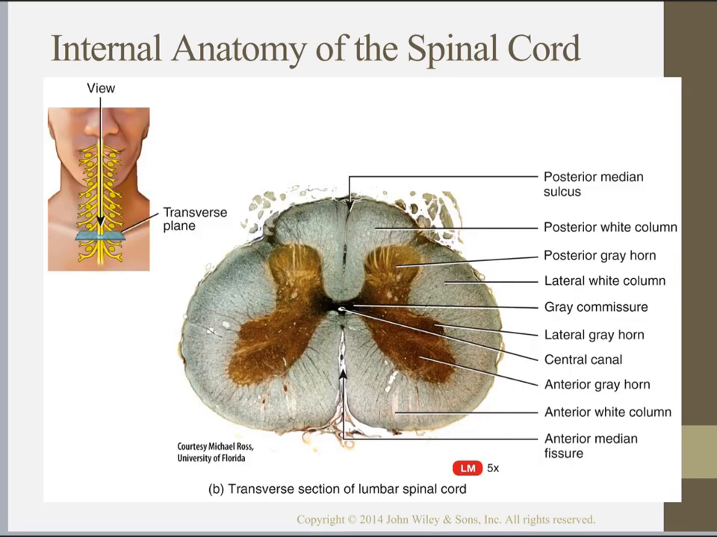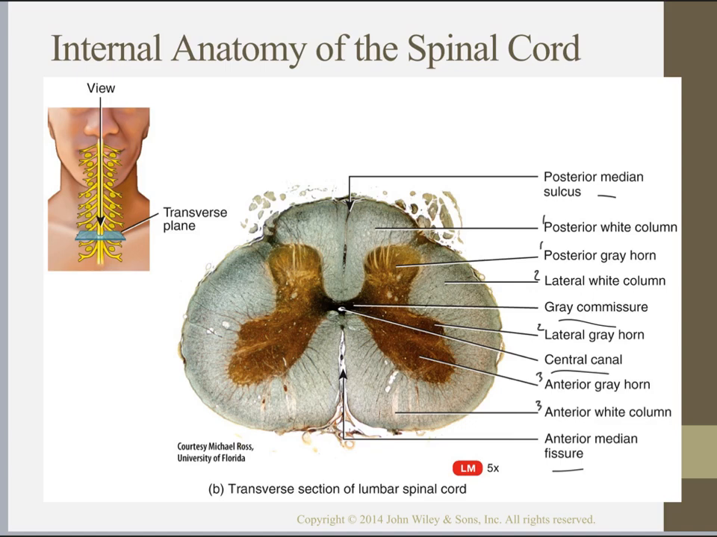We looked at a drawing of the spinal cord. This is an actual transverse section of the spinal cord, and again the anatomy stays the same. You have the posterior median sulcus in back, the anterior median fissure in front, the central canal in the middle, gray commissure, all the white posterior, lateral, and anterior white columns, and the same with the gray horns, posterior, lateral, and anterior gray horn. So anatomy is exactly the same.